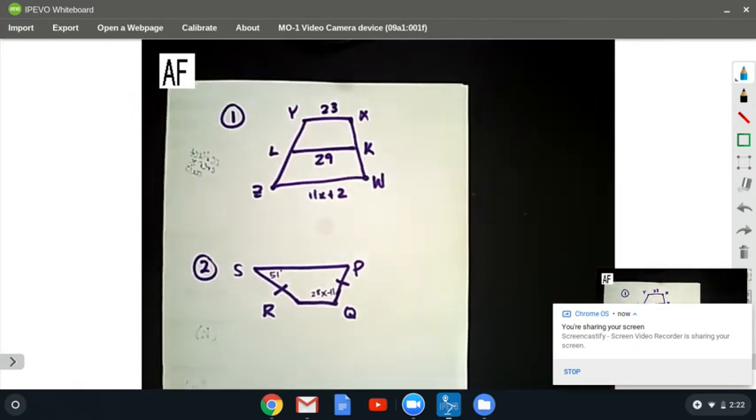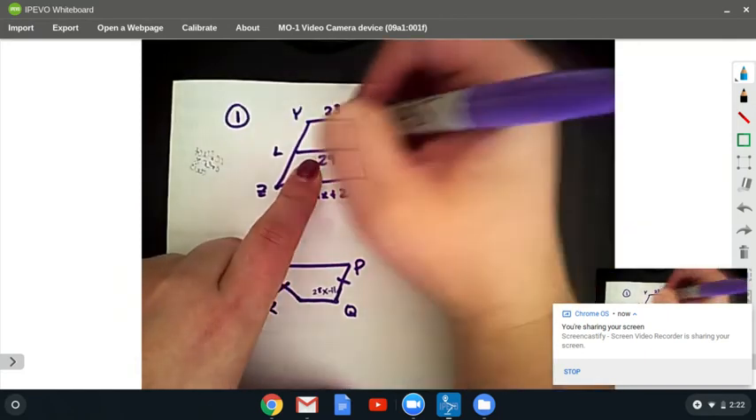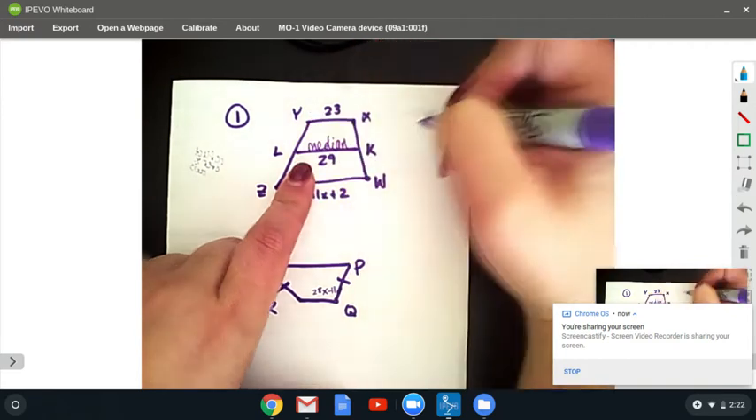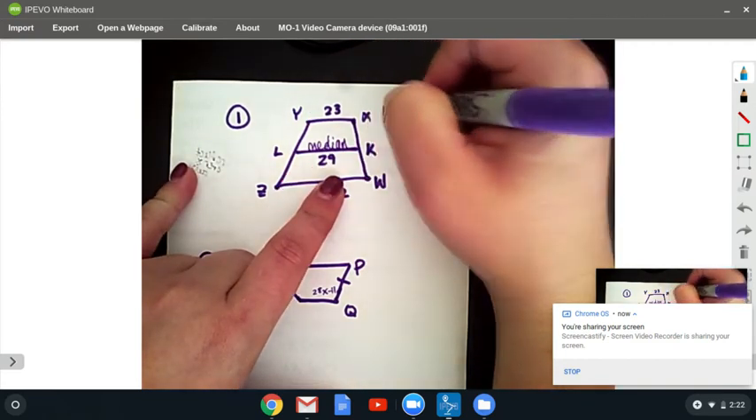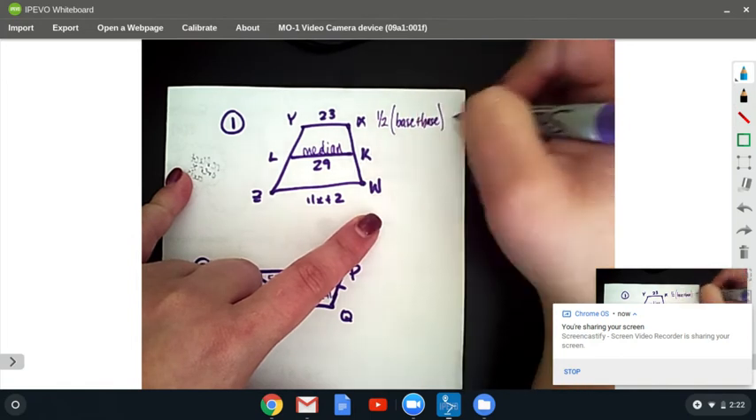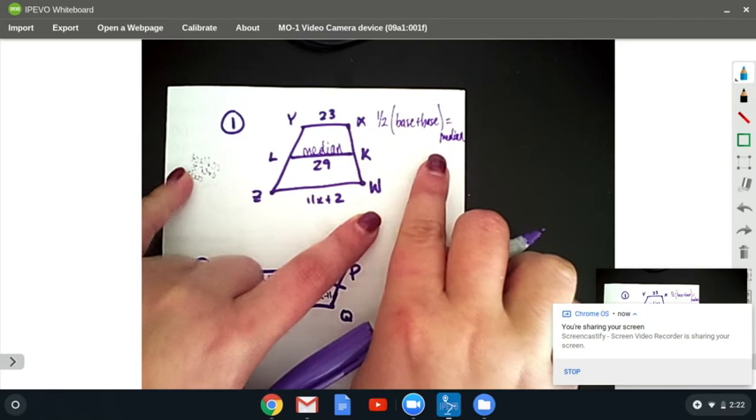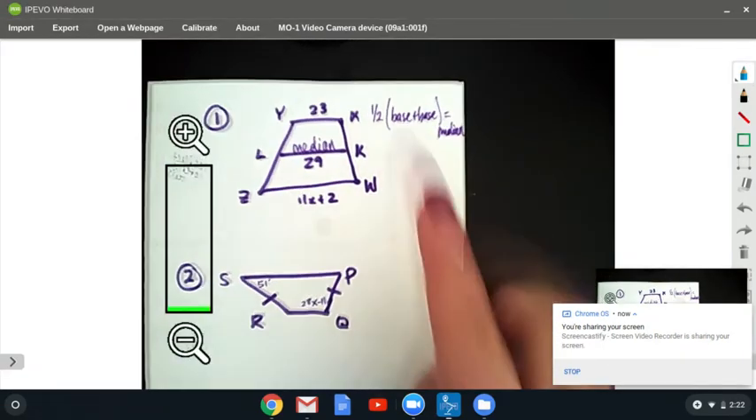So I have this trapezoid here. I don't know what kind of trapezoid it is, but I know that in any trapezoid, the median, right here, this is my median, I can multiply by a half and add the two bases, and I should get the median. So 1/2 times base plus base should equal my median.